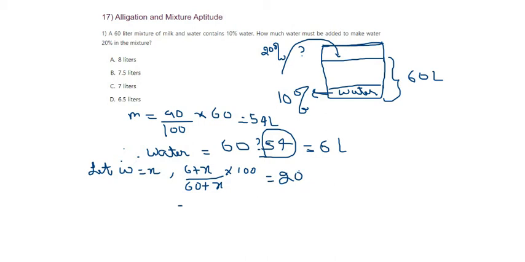Getting? So when you simplify this equation, 6 plus x divided by 60 plus x is equal to 1 by 5. When you simplify this equation, you get the x value to be 7.5 liters.